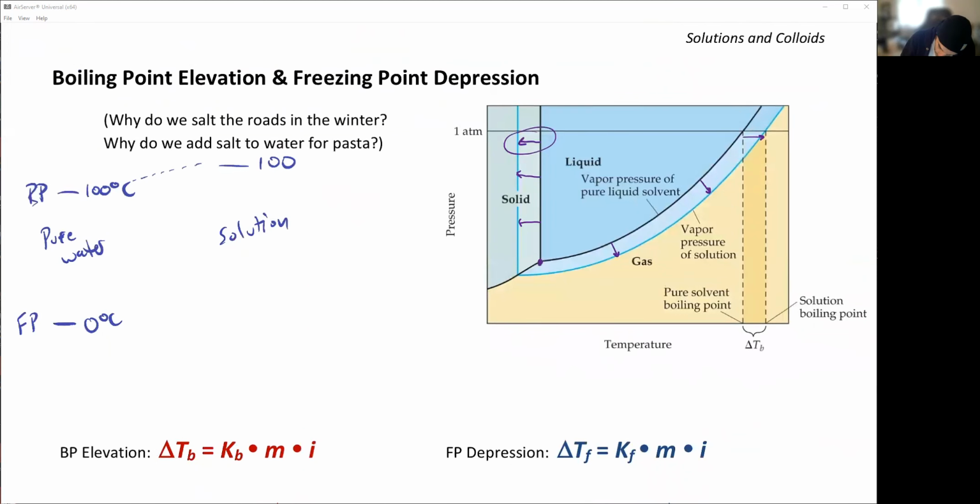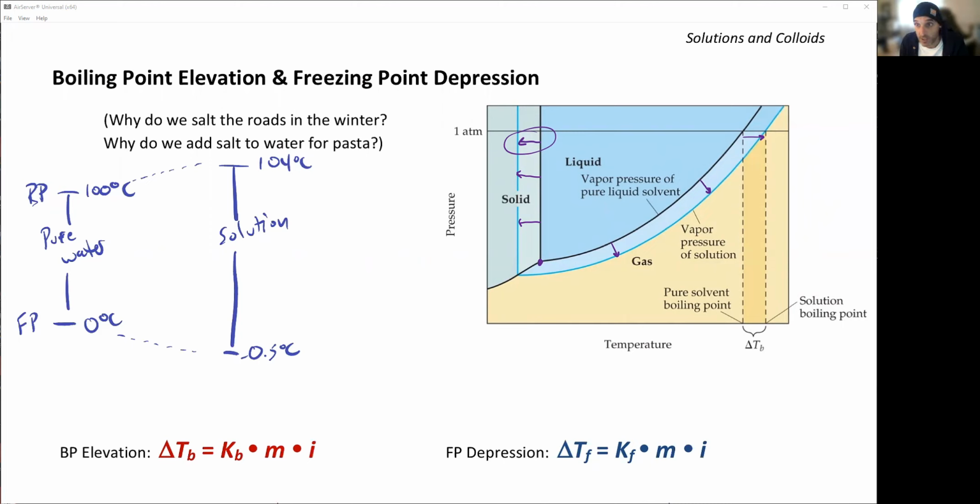So the boiling point might become 104 degrees Celsius, and the freezing point might go down to negative 0.5 degrees Celsius. So ultimately what we've seen is the range of the liquid phase has increased. Adding impurities creates this range, okay?